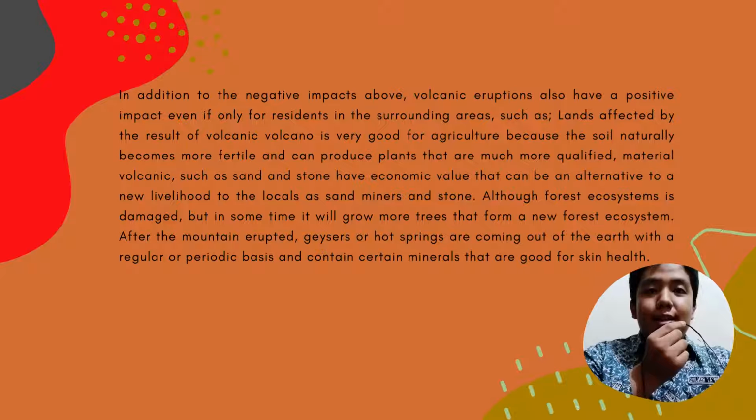Volcanic material, such as sand and stone, has economic value and can be an alternative new livelihood for the locals as sand and stone miners. Although the forest ecosystem is damaged, in some time it will grow more trees that form a new forest ecosystem. After the mountain erupts, geysers or hot springs come out of the earth on a regular or periodic basis and contain certain materials that are good for skin health.